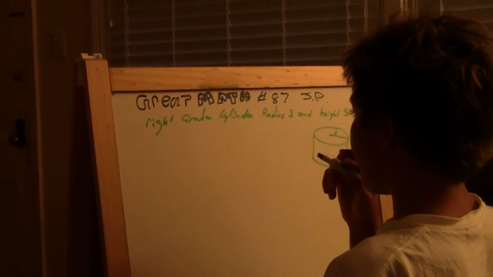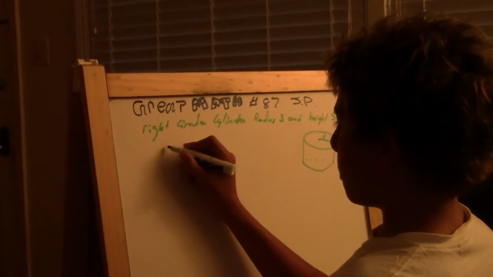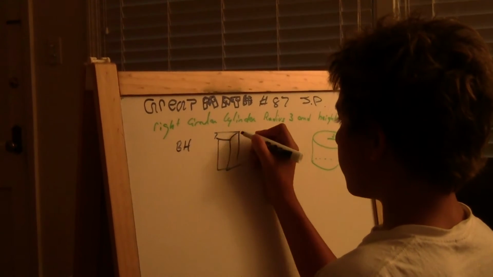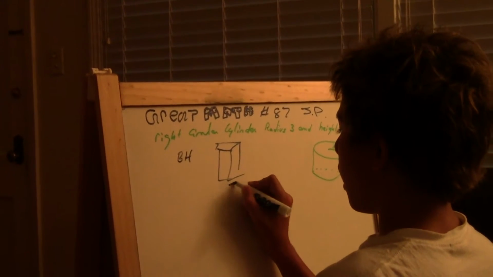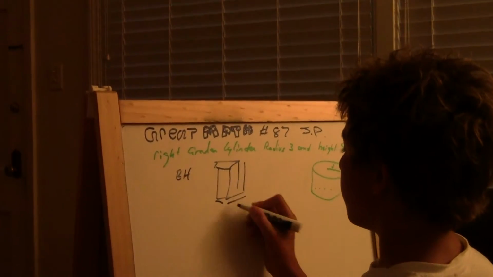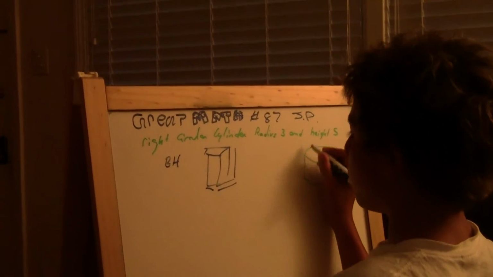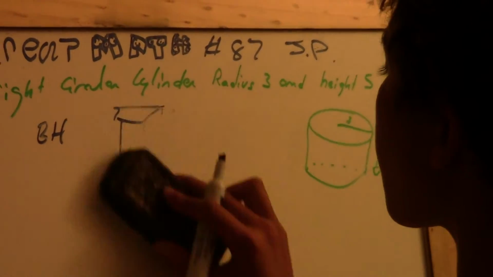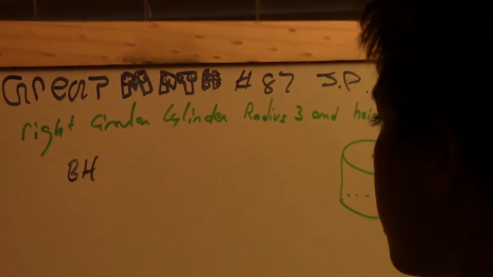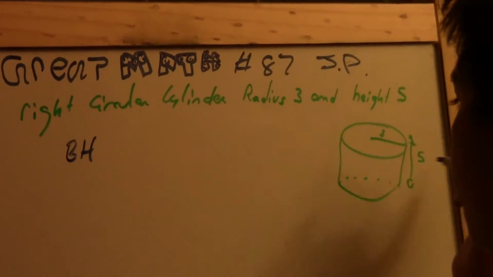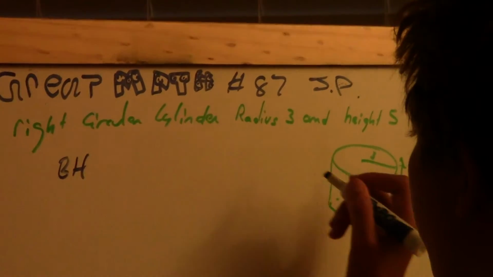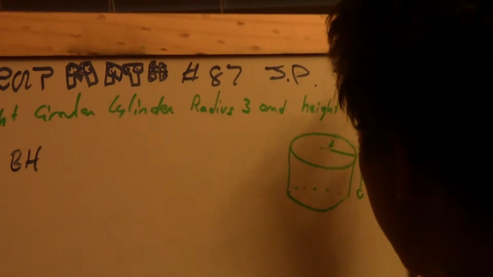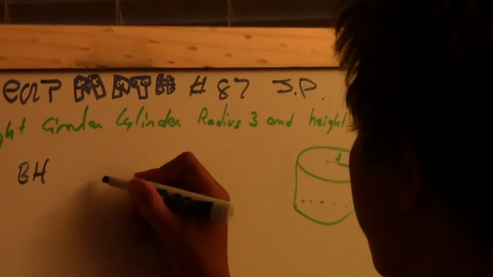I'm not sure if we've done this in the last video, but the formula is base times height, the same thing as a rectangular prism, where you have to find the width, length, and height. You can't really find a width or length here, so that's pretty much the entire base. So it's just BH, base times height. The base is the area of one of the circles times the height, which is just 5.